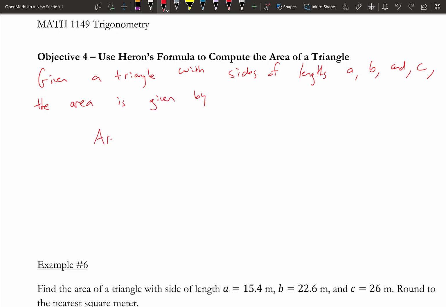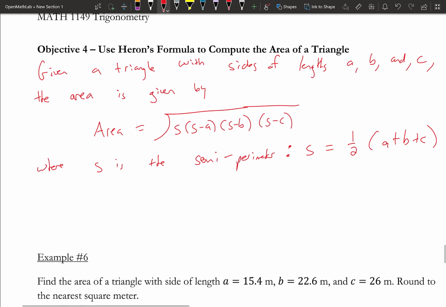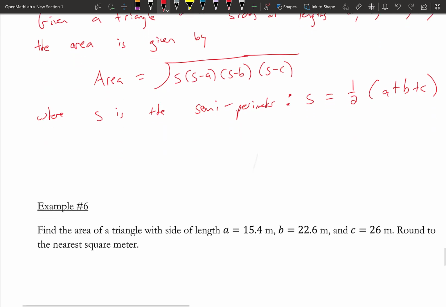area equals the square root of S times S minus A times S minus B times S minus C, where S is the semiperimeter. In other words, S equals 1/2 times A plus B plus C. It's half the perimeter of the triangle. So we can use this formula if we're given A, B, and C to find the area.